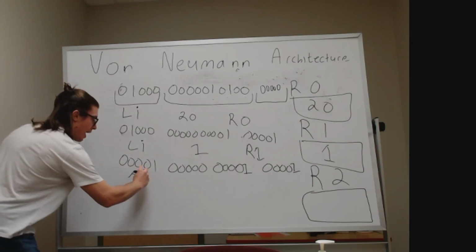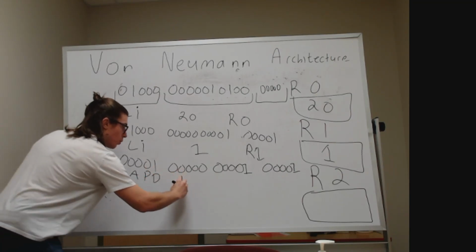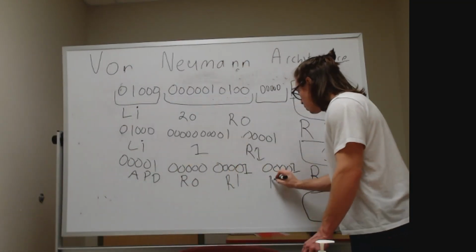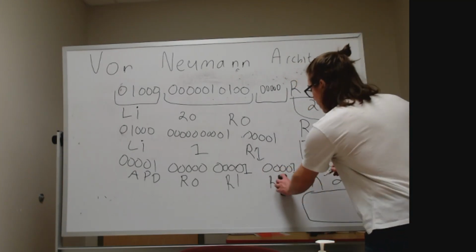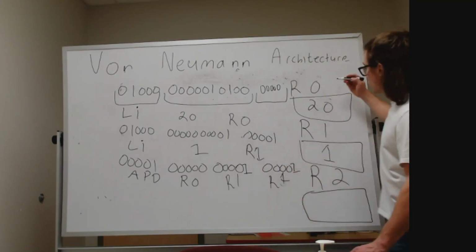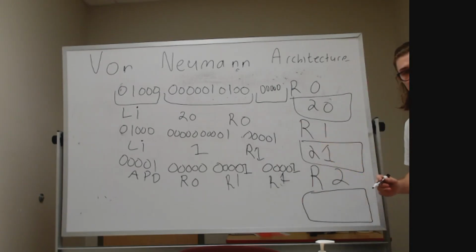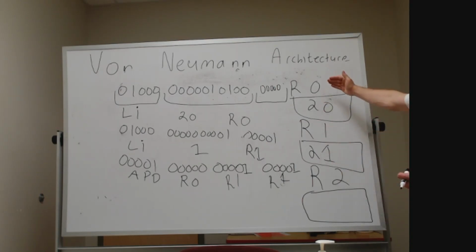So this is add register 0 to register 1 and store the result in register 1. So 20 plus 1 becomes 21, and we store that in register 1. Now we can continue writing the program by simply saying, okay, multiply these two numbers, store the result in register 2.